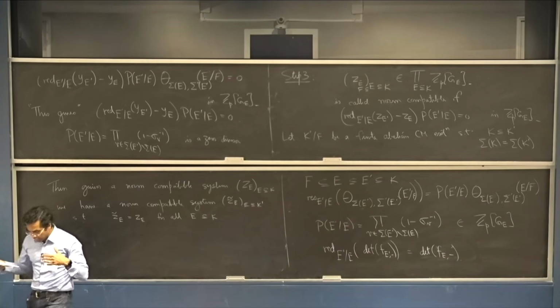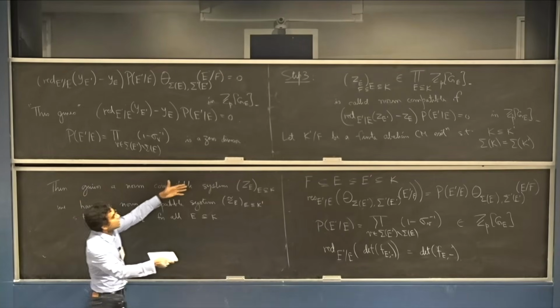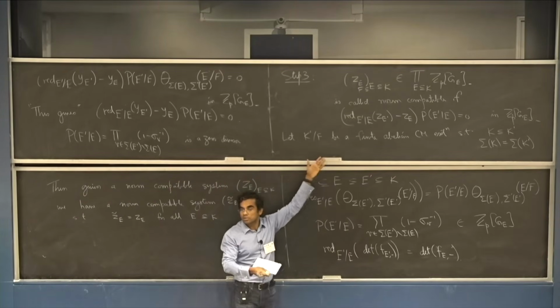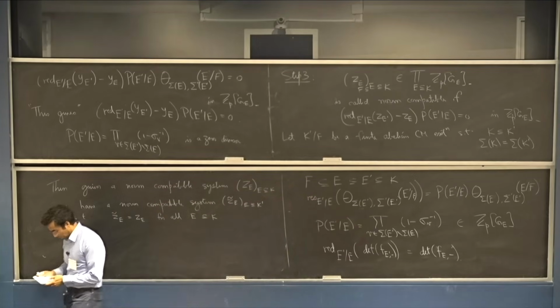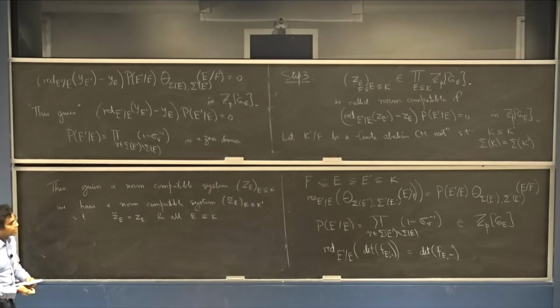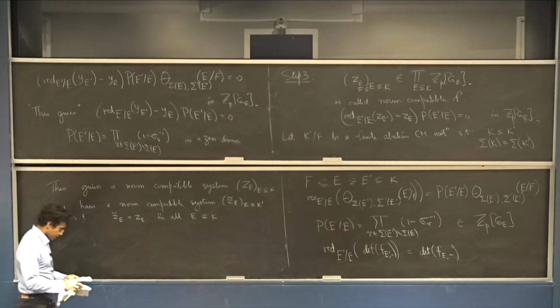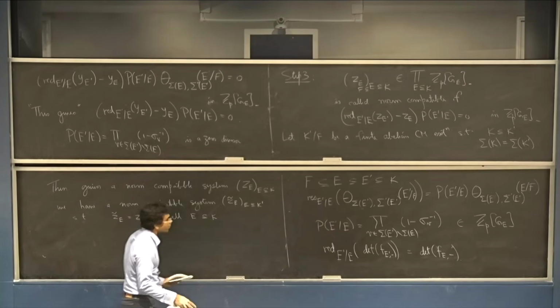So once you know that you can extend it to certain bigger fields K', you just have to choose this K' carefully so that you can cancel out the Euler factors. So how do we do that? That's the final step, I guess.